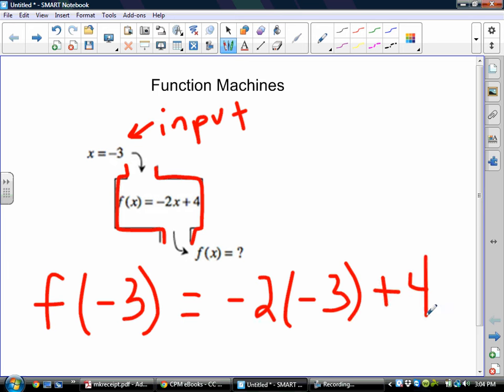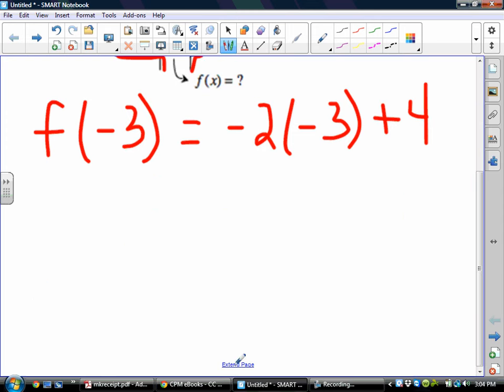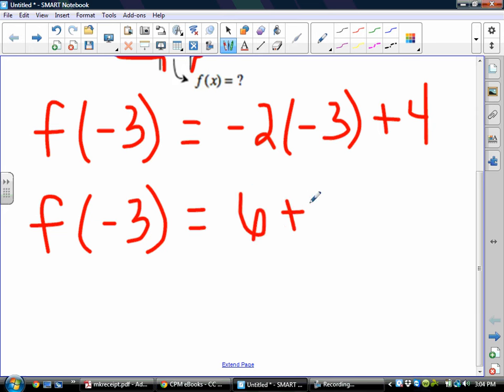And what we're going to find is what happens when we plug in or input -3 into our machine. What does the machine get out? What's the output going to be? Alright, so now I just leave the left side the same. Keep that f, and we say of -3, f of the number in the parentheses, equals -2 times -3 equals 6, plus 4. Alright, so this is all inside of our function machine right now. So inside our function machine is going to spit out a 10.